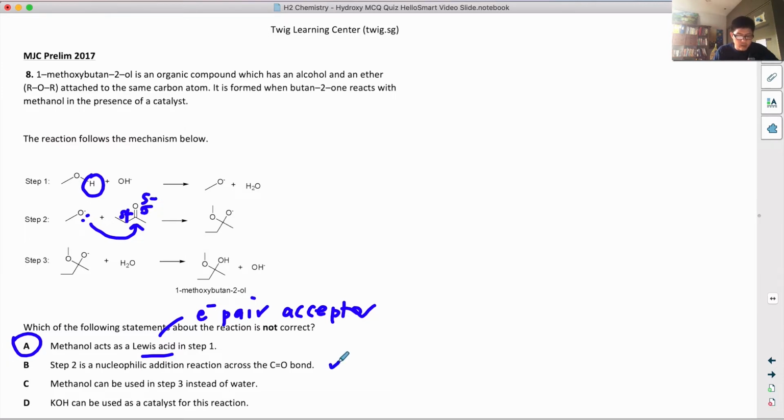Methanol can be used in step 3 instead of water. In step 3, if methanol is used, methanol will probably be able to donate the H, just like what water has done. Water also donated the H plus, so methanol should be able to also donate the H plus. Potassium can be used as a catalyst. If you notice, OH minus is being used up and then regenerated, so it's also a catalyst. So the one that's not correct is A. Let's move on to the next question.